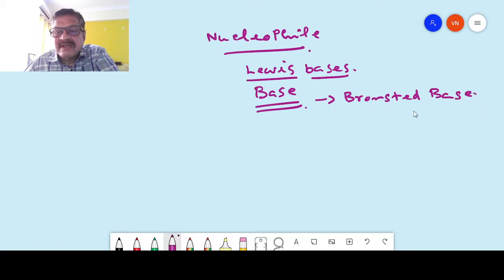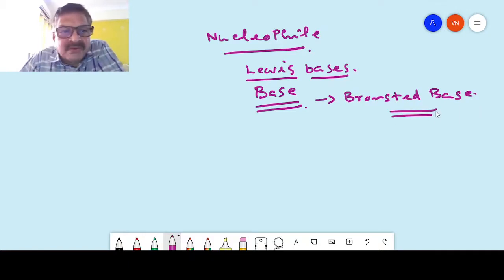Bronsted acids are proton donors. Bronsted bases are proton acceptors, we know that. So nucleophiles are Lewis bases that react with an electrophilic site other than a proton. Now, base means Bronsted-Lowry base here.